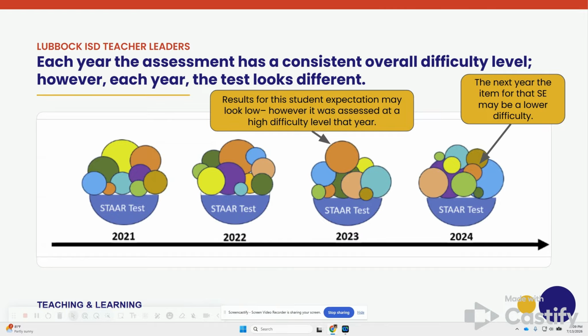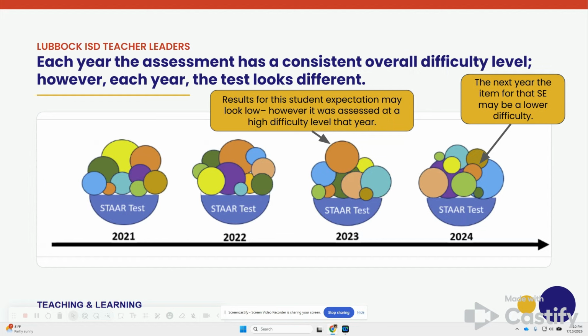Look at 2023. That year, the results for that student expectation may look low. However, it was assessed at a really high difficulty level that year. And then the next year, in 2024, the item for that SE, it was a lower difficulty. So if your percentage of correct goes up, you might accidentally think, wow, I must have really taught that great, when really it was just assessed at a lower difficulty level. Or it could happen vice versa. If I don't look at the question, maybe I'd incorrectly think that some years I didn't teach a standard well.